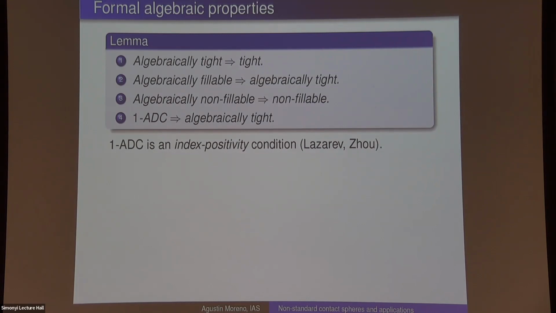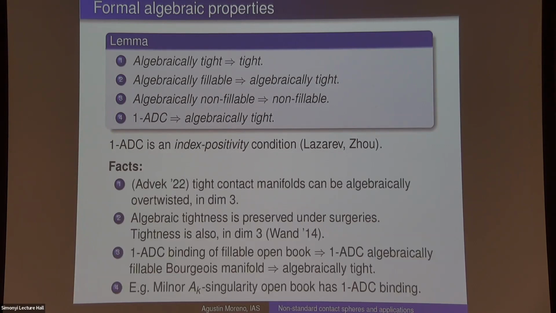And then there's a notion of index positivity, which was studied by Lazarev and Zhou, this notion of asymptotically dynamically convex, or ADC. This is a rather technical condition, but it's actually useful. It just means that there should be a sequence of contact forms, which is non-increasing, and then a sequence of numbers going to infinity such that all the Reeb orbits whose action is less than those numbers, which are also contractible, have Conley-Zehnder index greater than 1. It's a rather technical index positivity assumption, but it will imply algebraic tightness. We will use this in order to show that our sphere is actually tight.